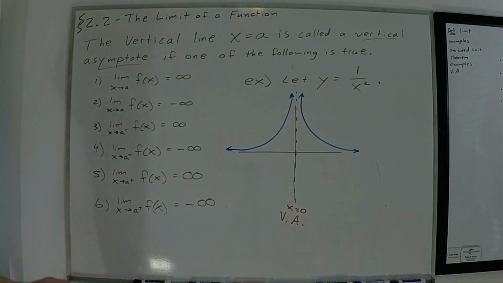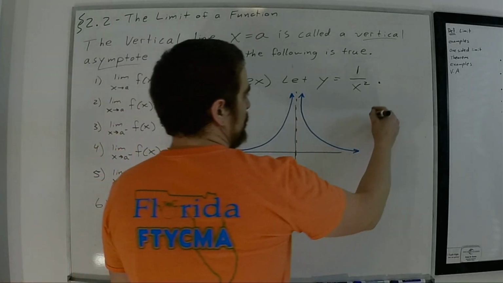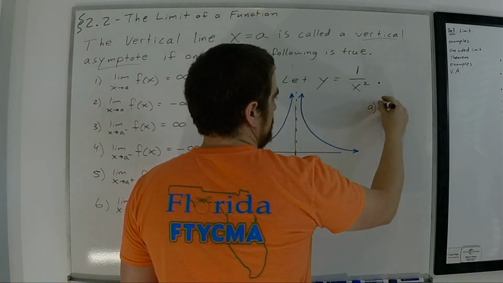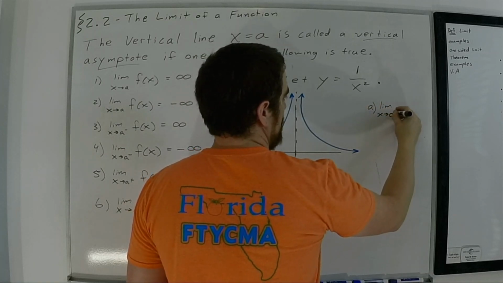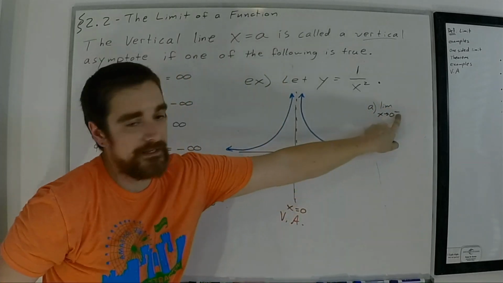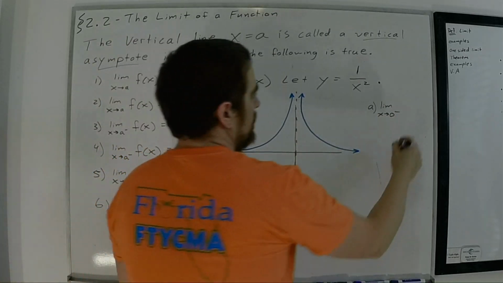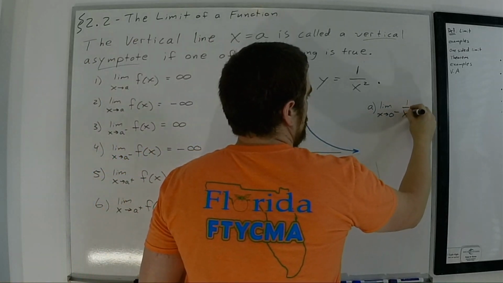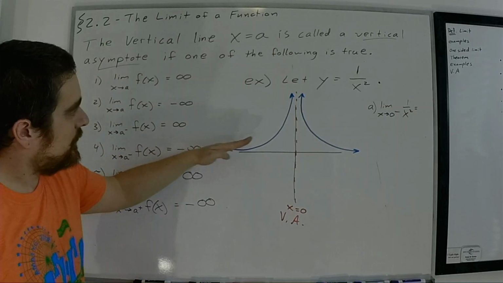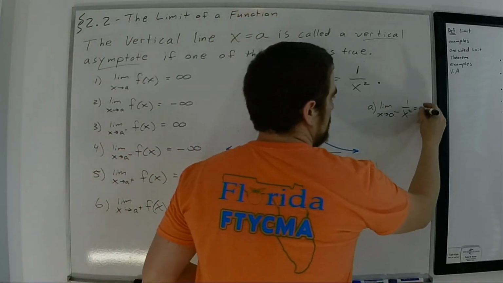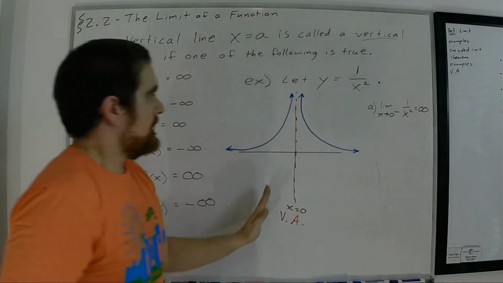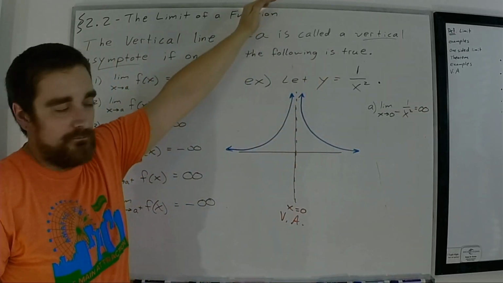So what we can say is, if we look for the limit as x goes to 0 from the left, I'm putting a little negative sign right there, of 1 over x squared. Notice where it goes, it shoots up to infinity. So this limit can be as large as it wants to be.